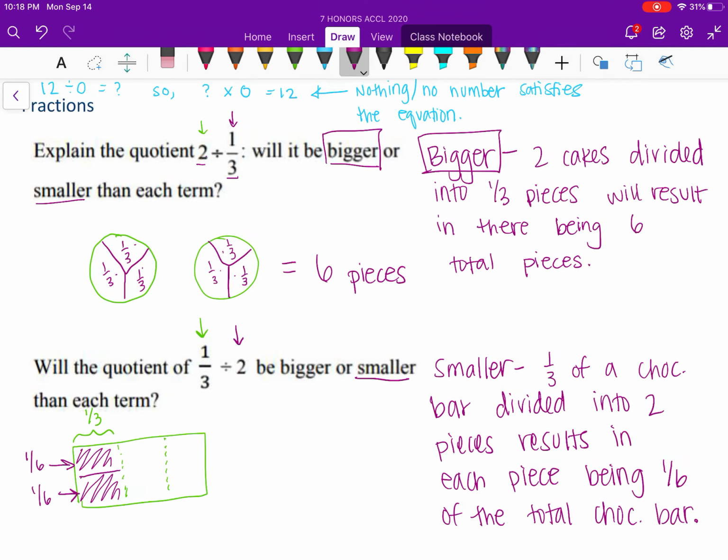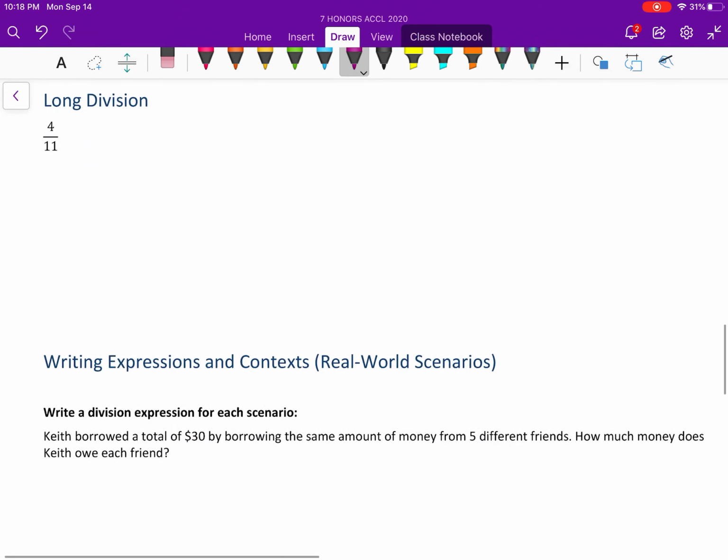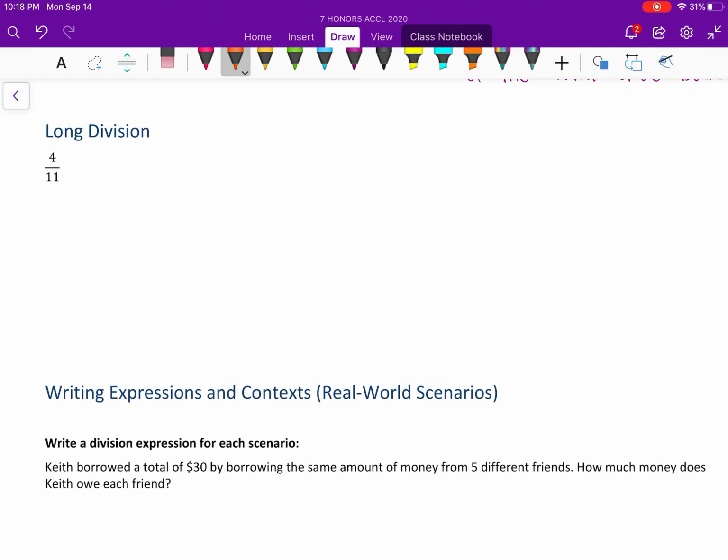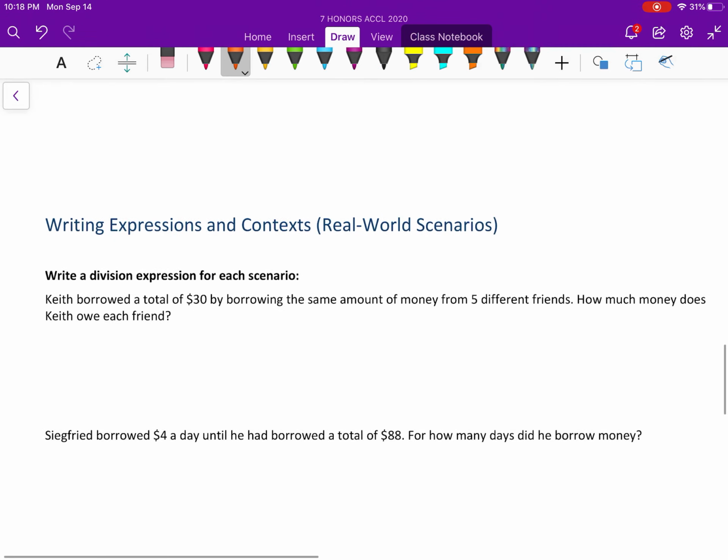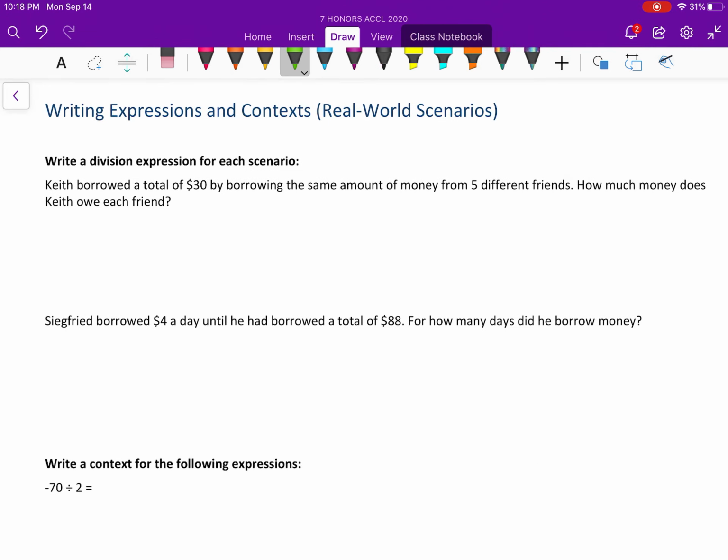Okay, now we are going to go over long division really quick. Actually, I'm going to revisit long division afterwards. Let's write some expressions. For these expressions, I want you guys to write division expressions. Anytime that we have a negative, I'm going to underline it in red, and a positive is going to be blue.